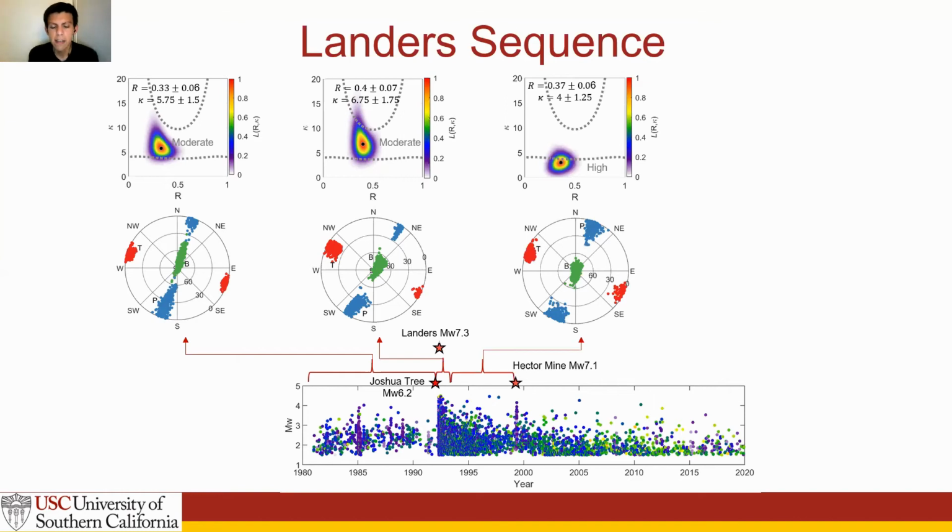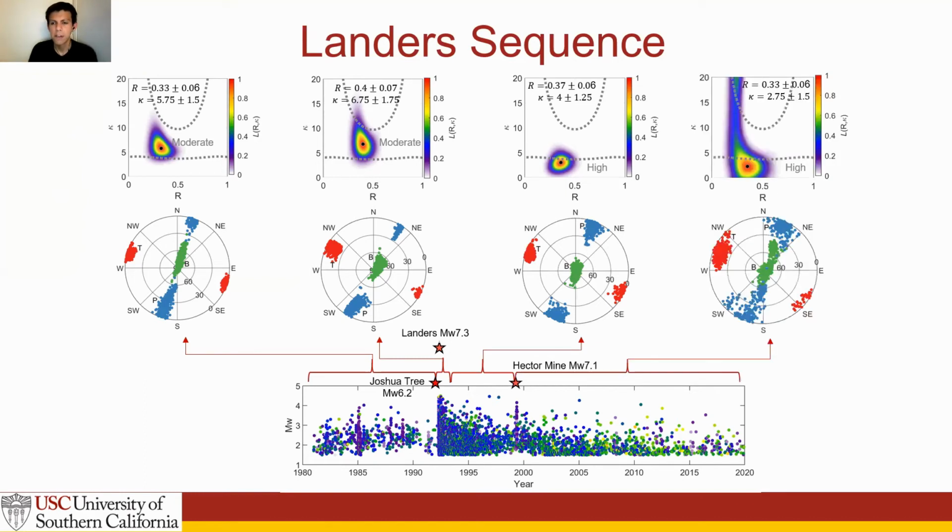Now, here I'm analyzing the seismicity between the Landers earthquake and before the Hector Mine earthquake in 1999. We see that for the aftershocks of the Landers earthquake, there is a high complexity. The value of kappa that we estimate is 4, and the value of R is 0.37, which is not very different from the values before. But we also see that the P-axis goes back to about 15 degrees. Finally, after the Hector Mine earthquake, there is again a very high complexity, even higher than the aftershocks of the Landers earthquake, and the value of kappa drops down to 2.75.